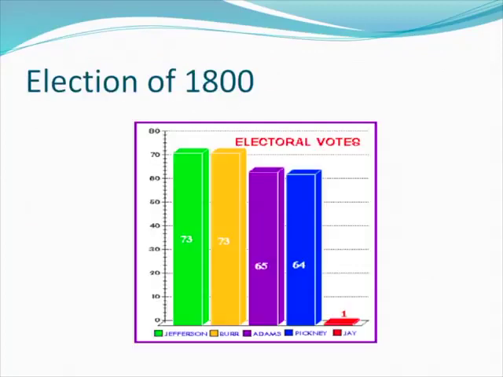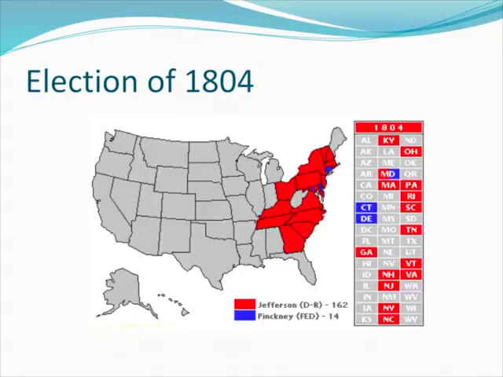The election of 1800 was the truly competitive party election, and Congress had to settle this election because no one had the majority of Electoral College votes. Jefferson and Burr were both Democratic Republicans, and they each got 73 Electoral College votes, and then John Adams came in third with 65. So Congress had to pick between Jefferson, Burr, and Adams, and it just so happened that Jefferson became president and Burr became vice president.